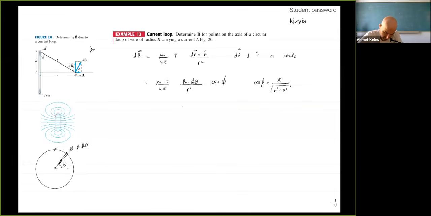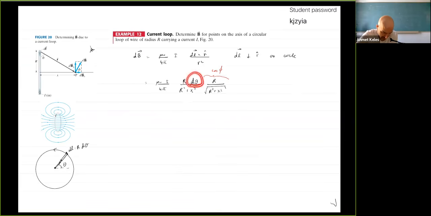Maybe I can actually write it here. And I just delete this and indicate this thing is cosine phi, the projection along the axis. And R squared is what? R squared is also R squared over X squared. So let's write this: R squared plus X squared. So you can see nicely nothing is dependent on theta.